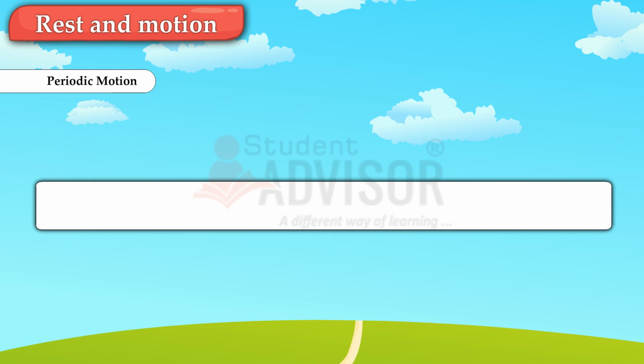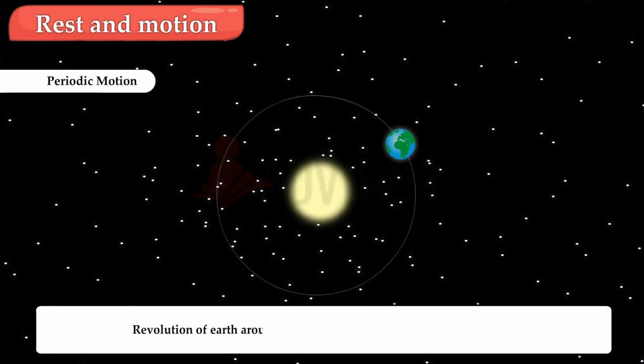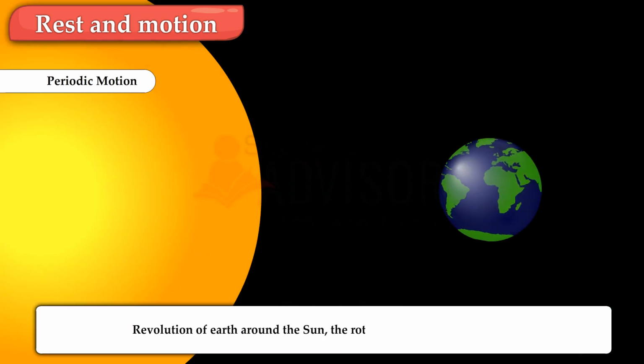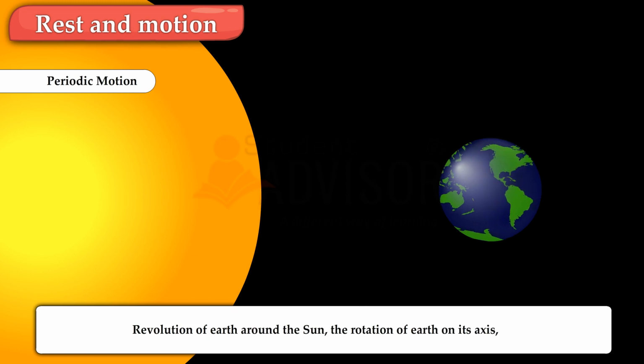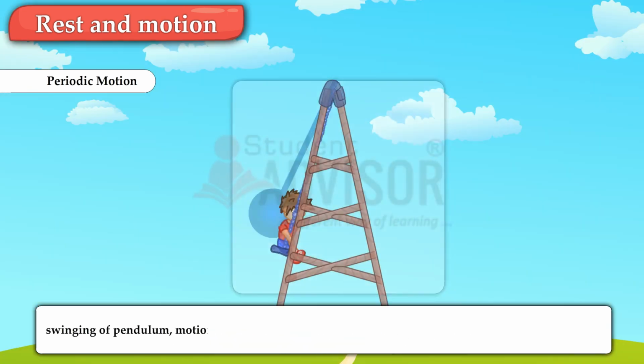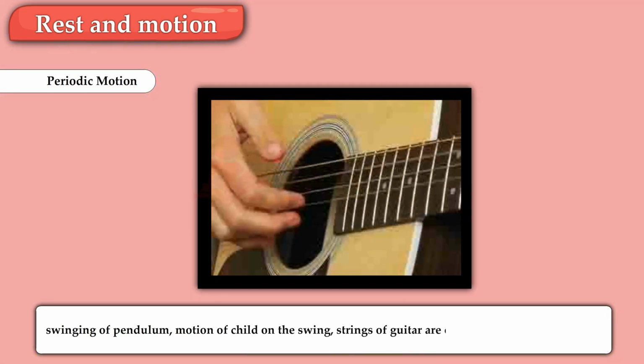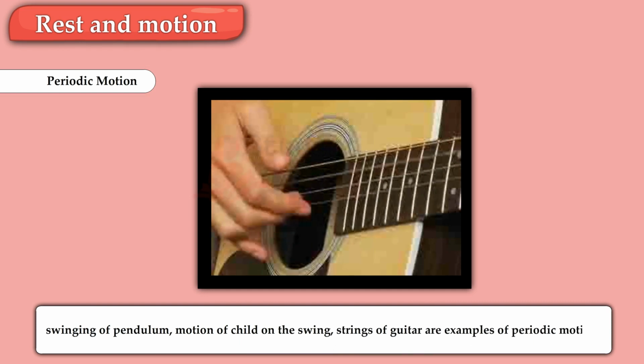Periodic motion. The motion which repeats itself after regular intervals of time is called periodic motion. Revolution of Earth around the Sun, the rotation of Earth on its axis, swinging of a pendulum, motion of a child on a swing, strings of a guitar are examples of periodic motion.